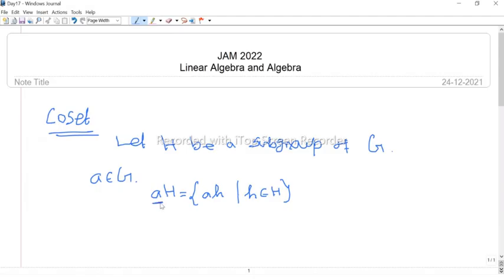Since the element is on the left side, therefore it's a left coset. Similarly, we define the right coset HA equal to H times A, where h varies in H. So this is the left coset, and this is the right coset.